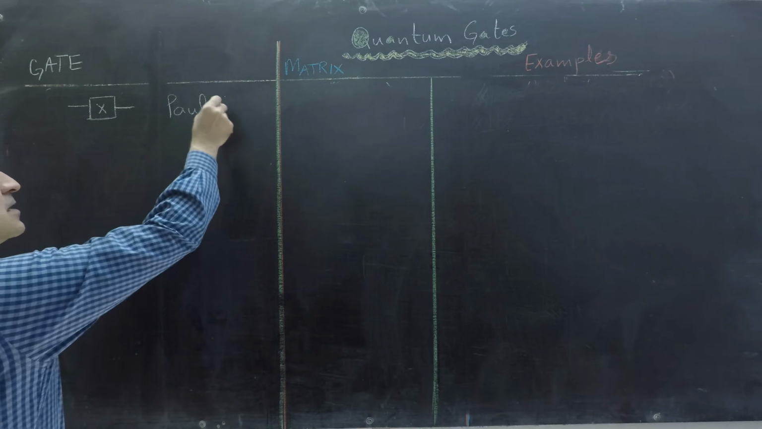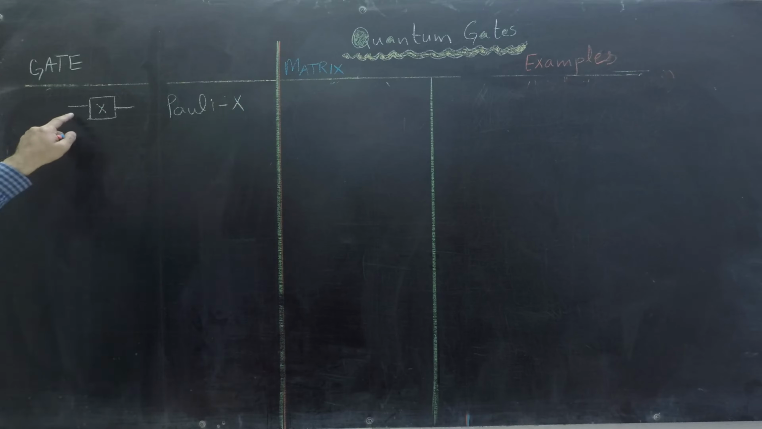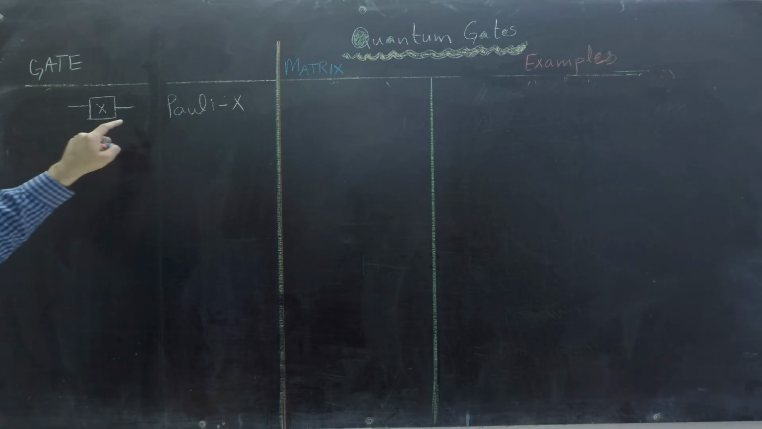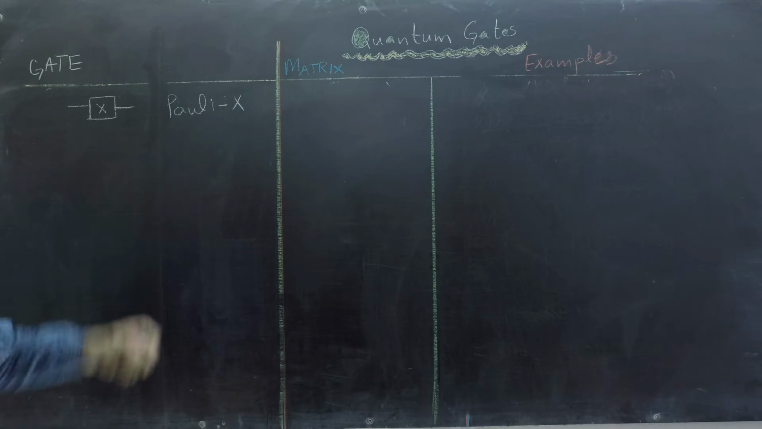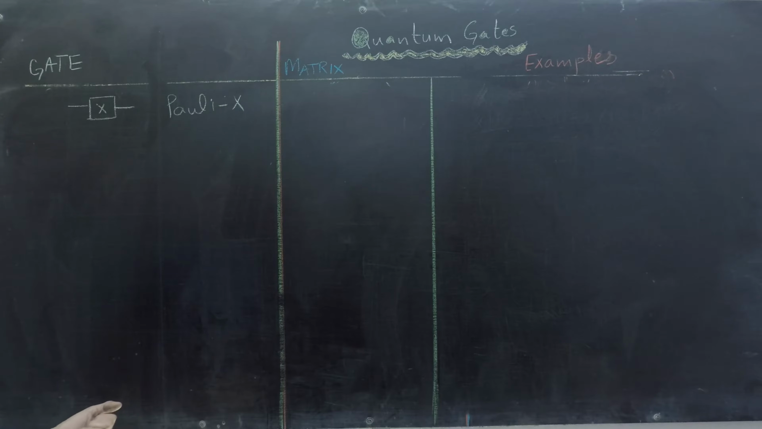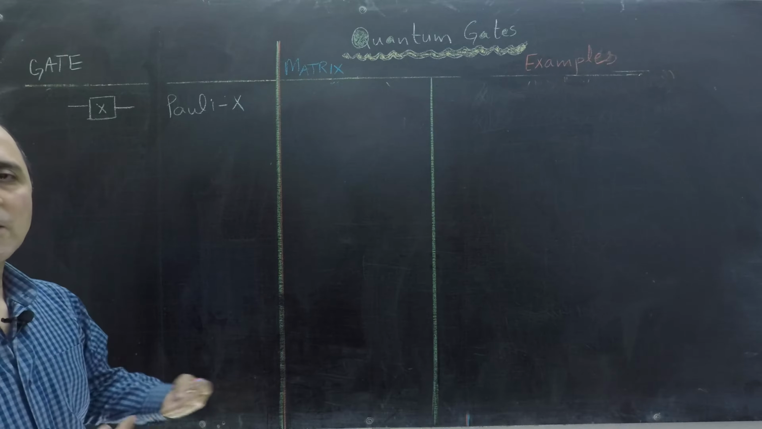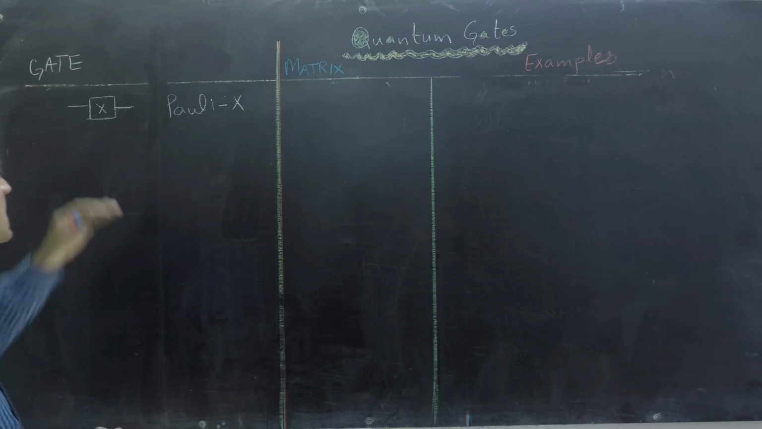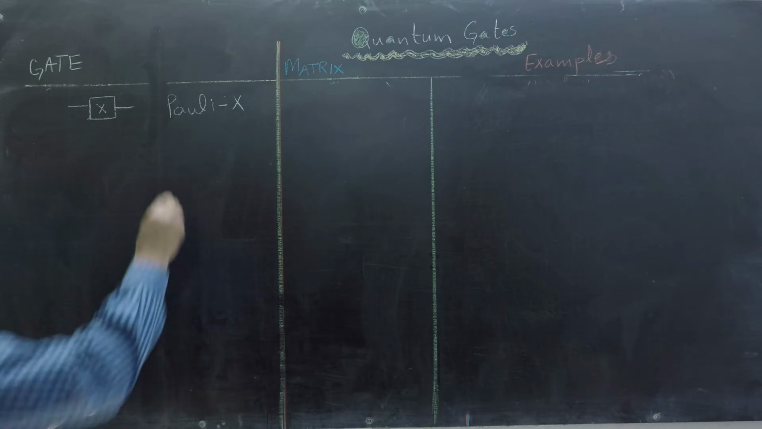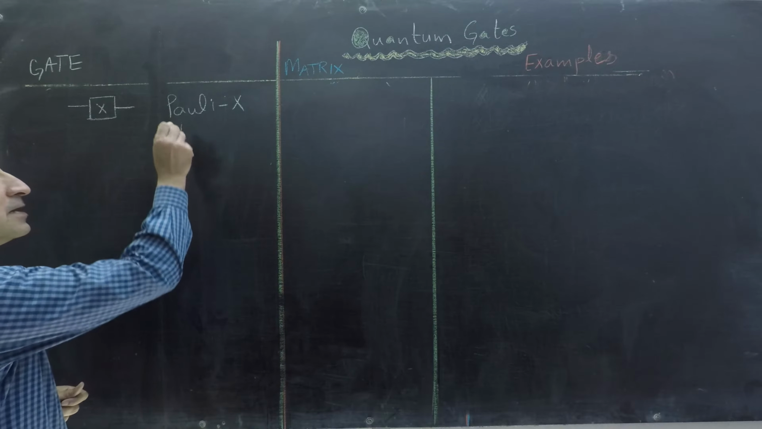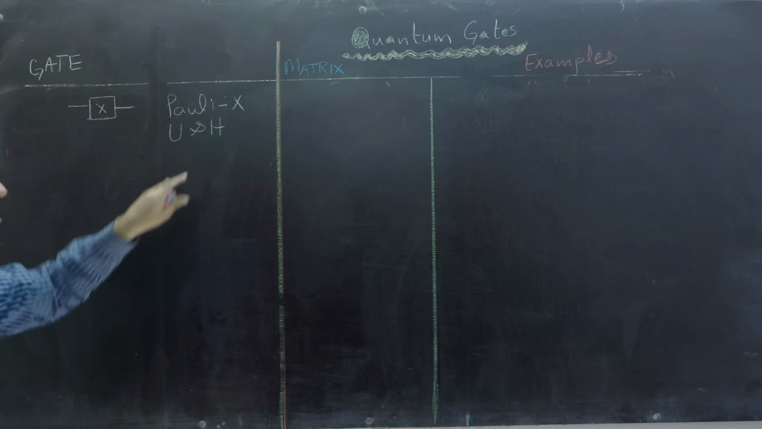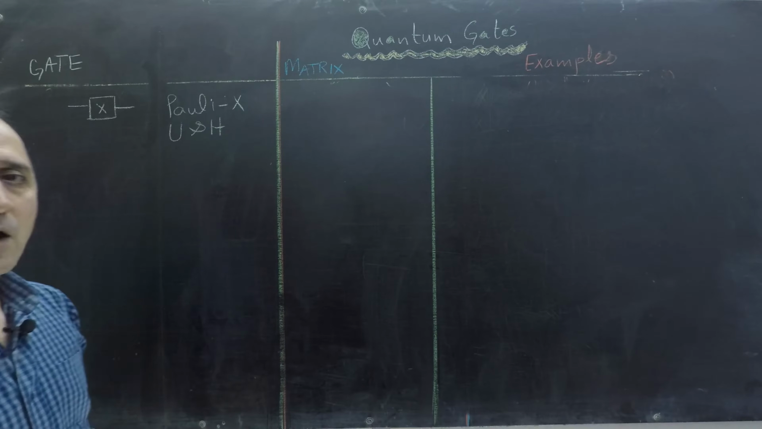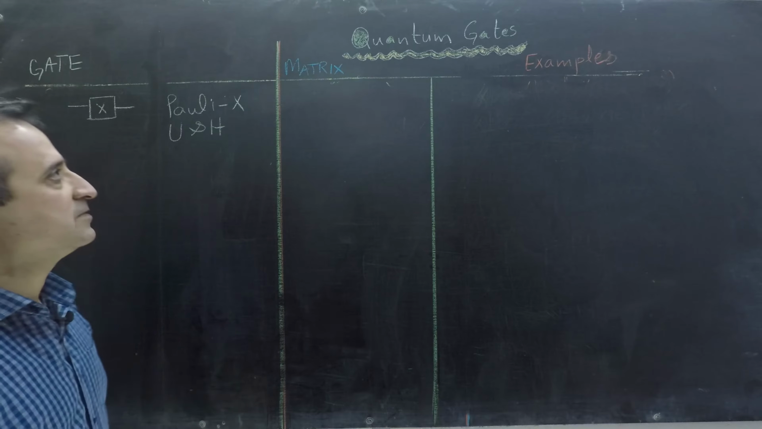Pauli-X gate takes a single qubit as input and produces a single qubit as output. Like all quantum gates, it is reversible and it is the inverse of itself. It is because this gate is both unitary and Hermitian. All the gates which are both unitary and Hermitian are inverses of themselves.